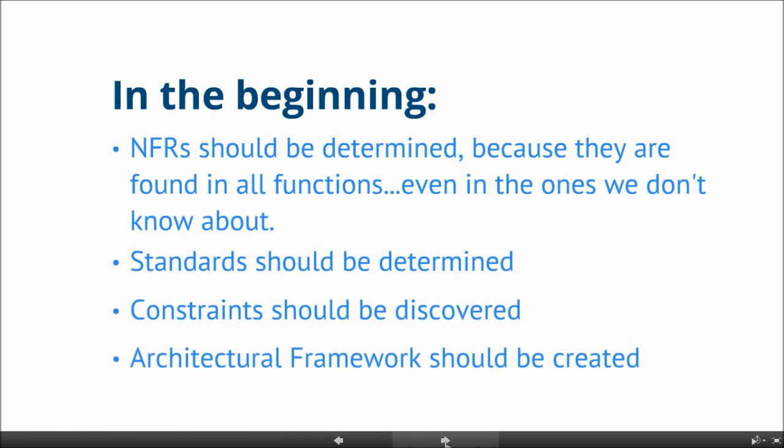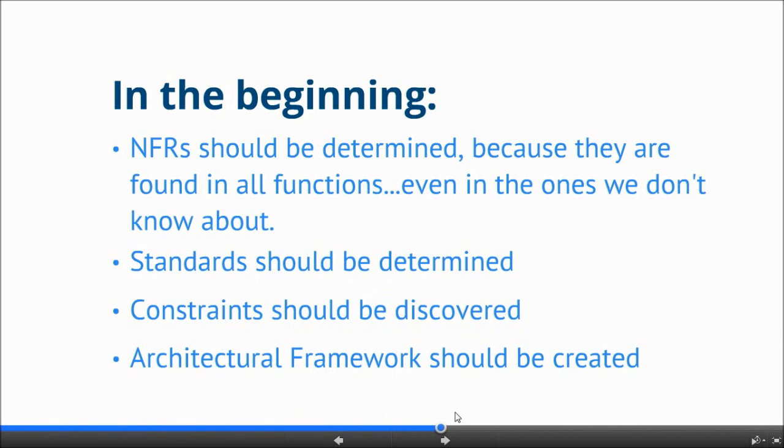And an architectural framework should also be created. The architectural framework is something that absolutely should be captured in the beginning, because it really describes how we're going to build the product. It's not the analyst's responsibility to determine the architectural framework, but it does influence the standards that we'll be using, and it will influence some of the qualities and constraints that you'll have to deal with as you're pulling together the non-functional requirements.